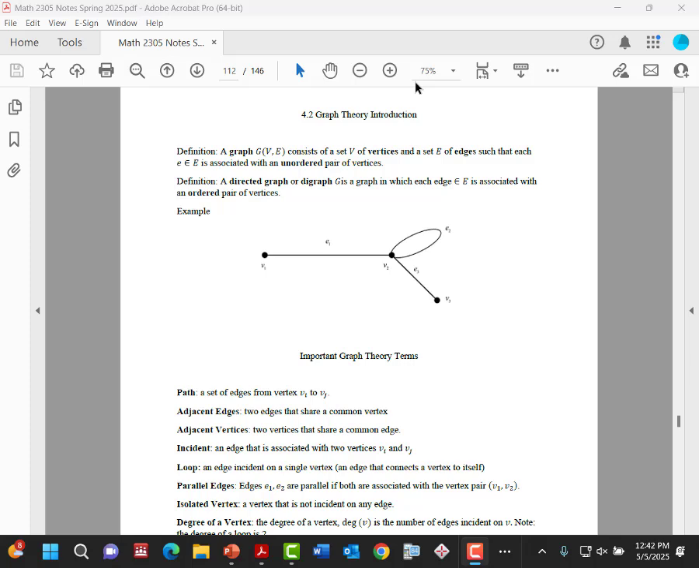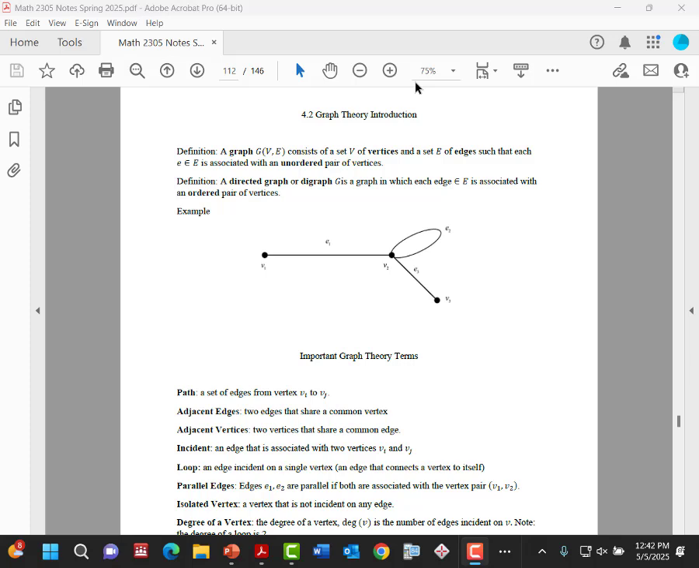So here's the definition of a graph. A graph, which I will call G, consists of a set V of vertices and a set E of edges, such that each edge in E is associated with an unordered pair of vertices. If I have an ordered pair of vertices, then I get what is called a directed graph or a digraph.